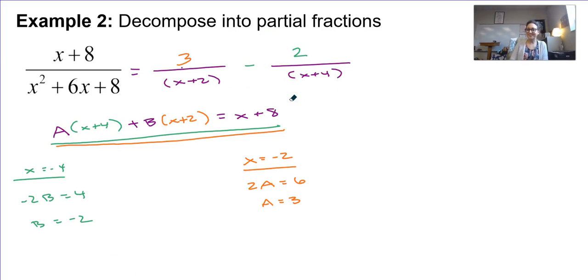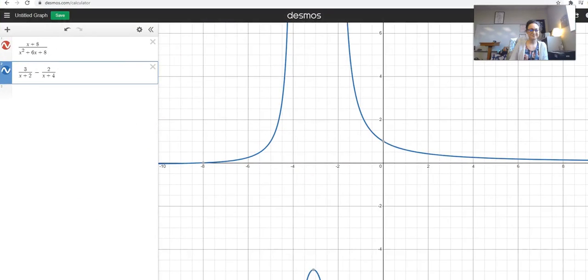Okay, how can we check? Maybe with the graphing calculator. We could graph the original, and we could graph our answer and see if we get the same graph. Let's take a look at Desmos. Okay, so here's the original graphed in red, and then I've got our answer in the second line in blue, and you can see those are perfect matches, so those look good.